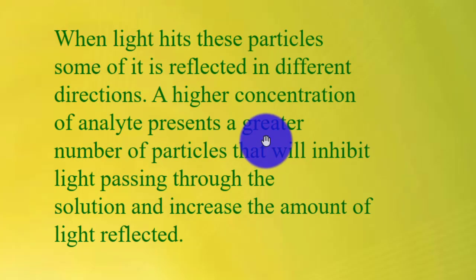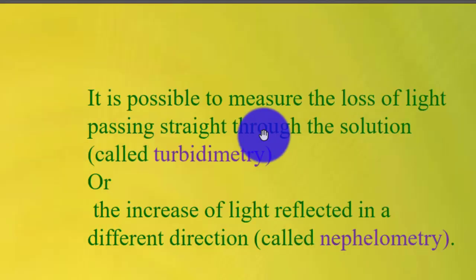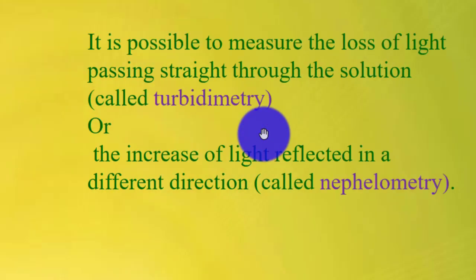When light hits these particles, some of it is reflected in different directions. A higher concentration of analyte presents a greater number of particles that will inhibit light passing through the solution and increase the amount of light reflected. It's possible to measure the loss of light passing straight through the solution, called turbidimetry, or the increase of light reflected in a different direction, called nephelometry.